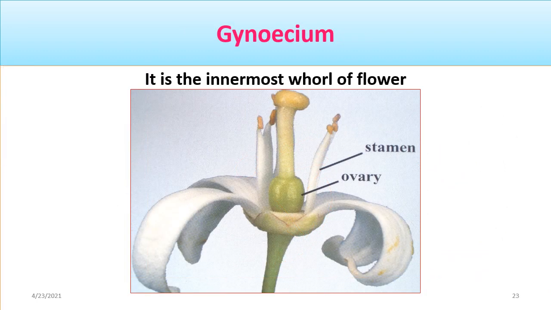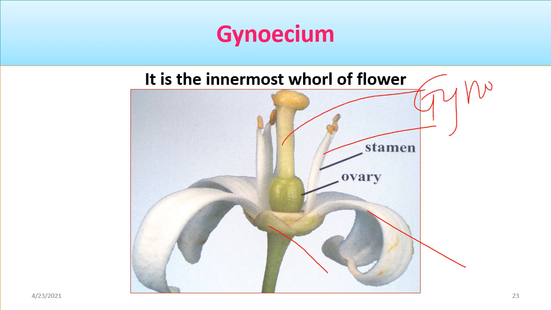The next part is gynoecium. This is calyx, this is corolla, this is androecium, and this is the whorl that we are studying, that is gynoecium. Let's study this in detail.